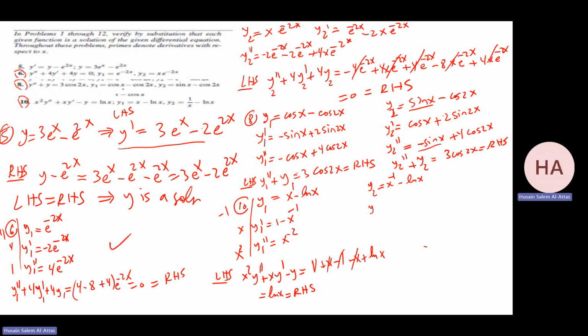y2 prime is what? Minus x minus 2 minus x minus 1. y2 double prime. That will be 2x minus 3 plus x minus 2. As I said, it's good to check the formulas, the calculations.